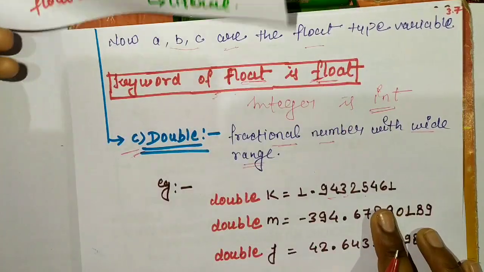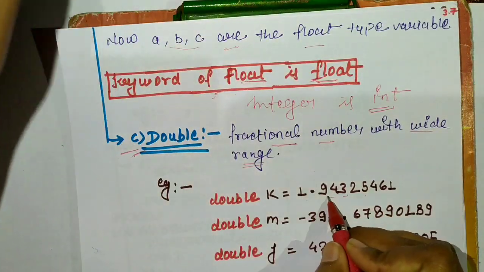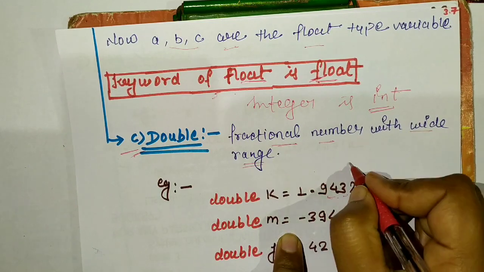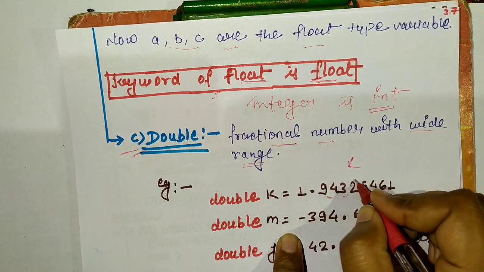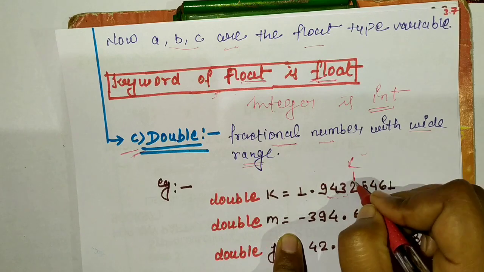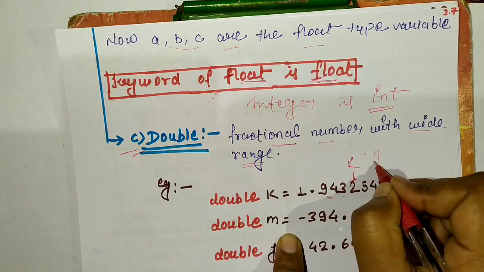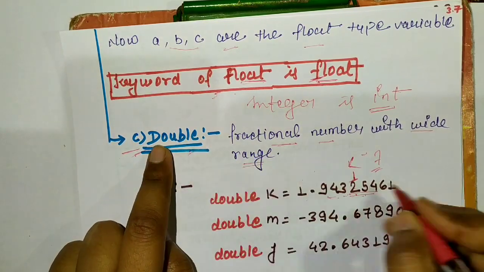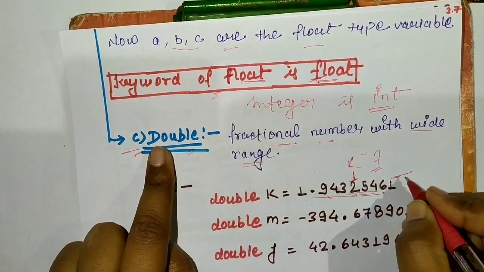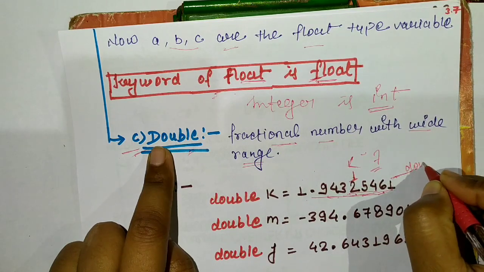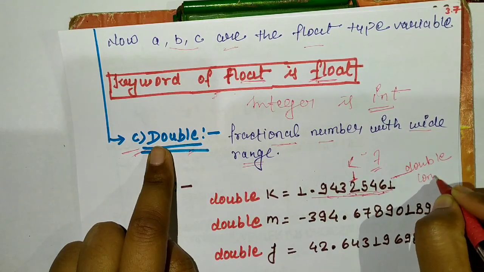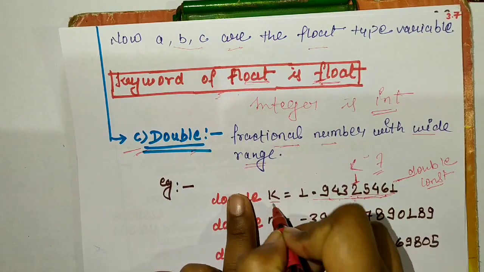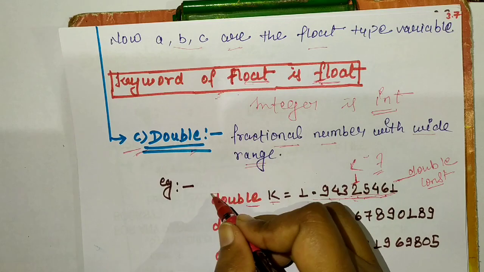But if we write 1.943 with 8 digits, it is greater than 7. So it is not a float value. It is a double value. This is called a double constant. Here K stores a double constant, so the data type of K is double, in small letters.